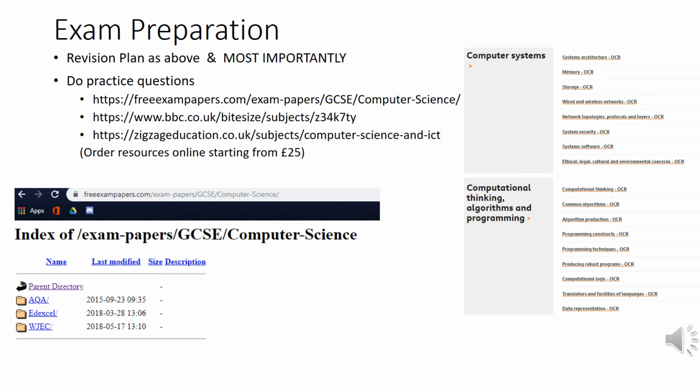Finally, you have Zigzag Education, from which you'd either order your resources from a smallest price of £25, or your school may buy a class pack of Zigzag Education resources, which you'll be given a password to in order to access.